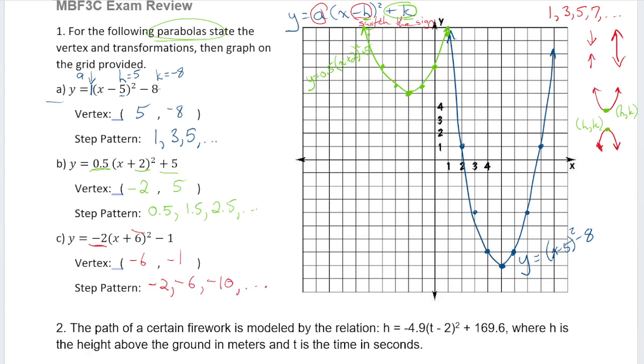And because they're negative, that means it's going to be upside down. So let's find our starting point. 1, 2, 3, 4, 5, 6, -1. There's my vertex. Then I'm going to go over 1, down 2. Over 1, down 1, 2, 3, 4, 5, 6. And if I had room, I'd go over 1, down 10, but it's not going to fit. Then I do the same on the other side. Draw my parabola. And label y is equal to -2 times (x plus 6) squared minus 1. That's all there is to it.